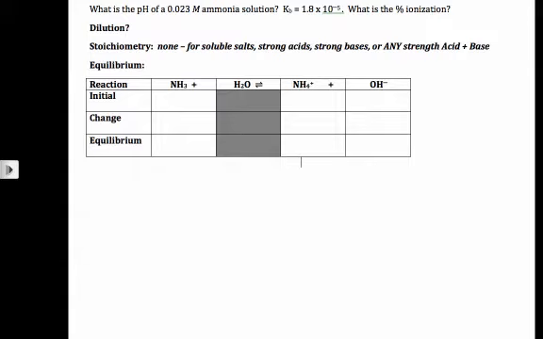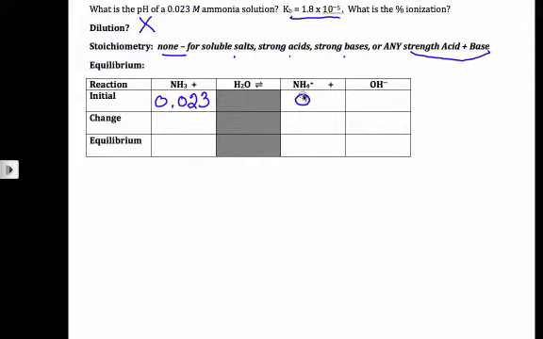So we are on right now our weak base, and we know it's a weak base because we have a Kb here. Now we did not add volume to volume, so we don't have a dilution. We have no stoichiometry because all we have is weak, and stoichiometry is for soluble salts, strong acids, strong bases, and then whenever we add an acid to a base. So we're going to jump right now into our equilibrium here.